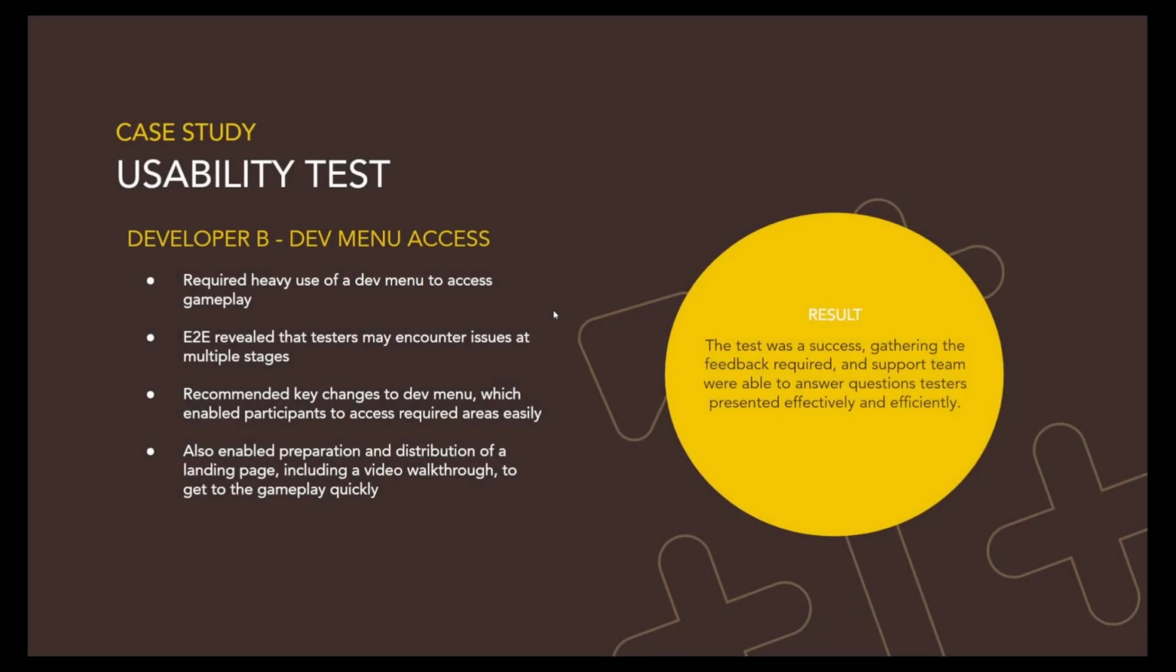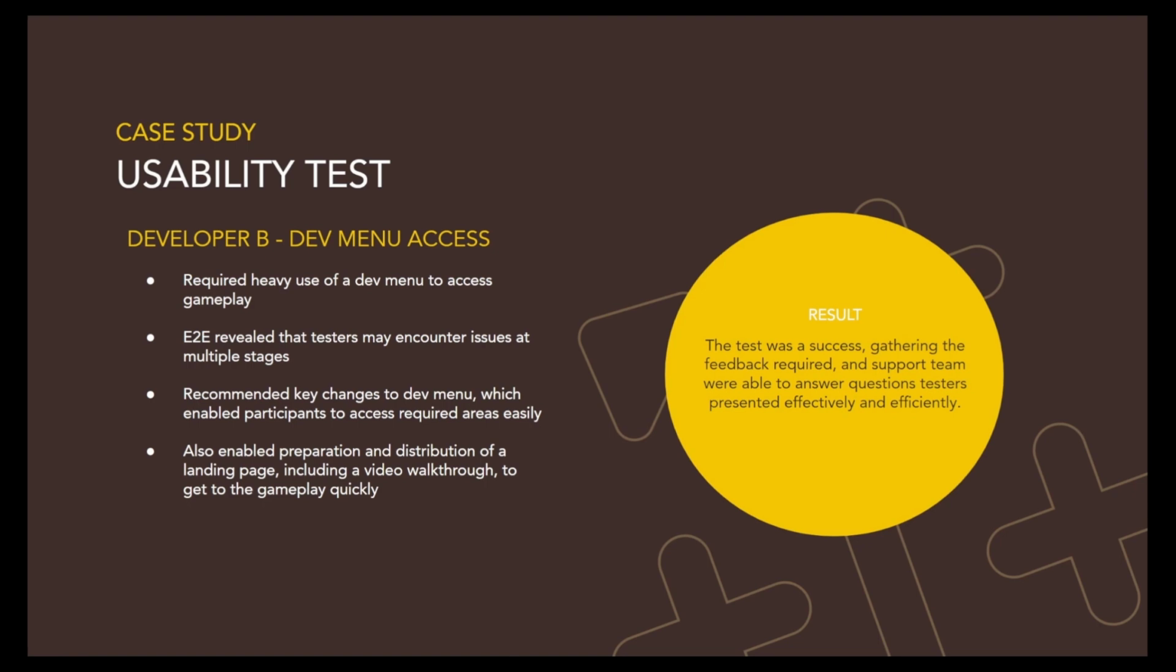And then our second case study, which was a usability test, developer B. It was dev menu access, so it was quite early in development, this one. And it required heavy use of a dev menu to access the gameplay. Normally we would recommend making it as easy as possible for the participant. The end-to-end journey check revealed that the tester might encounter issues at multiple stages. A lot of the options that they had to pick were buried quite deep in the menus.